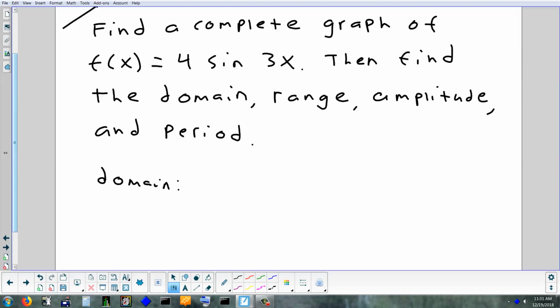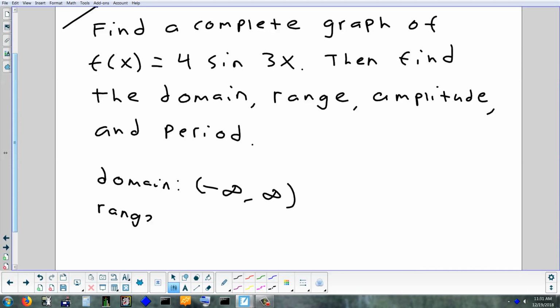Domain. That's how far left and right the graph goes. If you graph sine or cosine, how far left and right do they go? Yeah, forever. So we can say negative infinity to infinity. Every sine and cosine function, that is the domain. If you shift it left or right, and it goes on forever, well, it still goes on forever, even if you shift it.